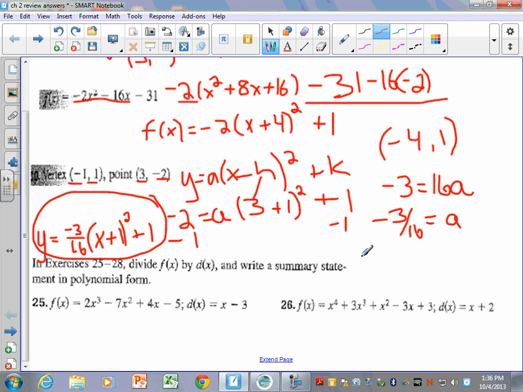25, how about I just write this? 25, the answer is 2x squared minus x plus 1 minus 2 over x minus 3. You need me to work that out? Yes? No? Yes?